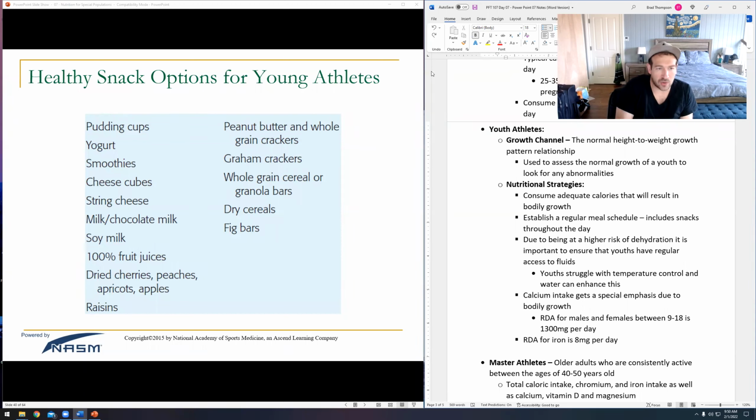Pudding cups are big, yogurt, smoothies, cheese cubes are huge, getting plenty of milk, right? So we're seeing a lot of dairy products that are rich in calcium. Crackers, big bar cereals, things that kids like to eat as well.